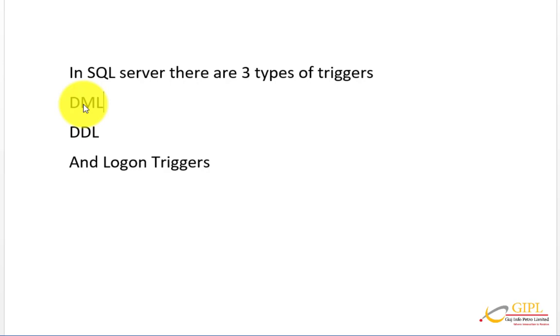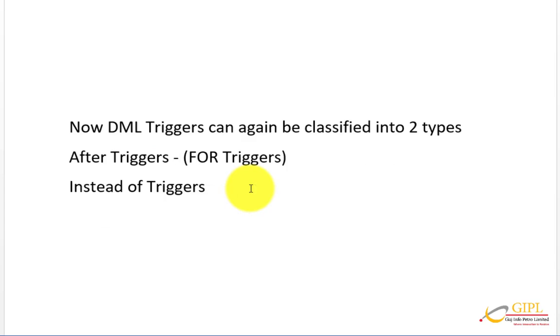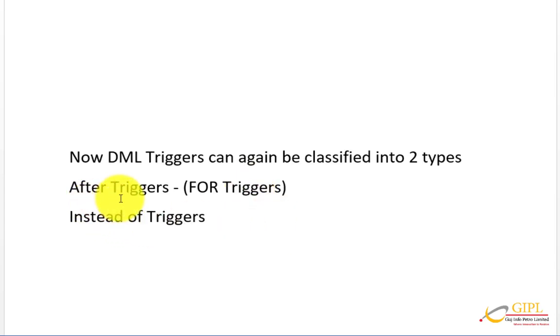DML stands for Data Manipulation Language. Insert, update, delete statements are examples of DMLs. They are DML statements because they modify the data that's present inside a table or a view. Now DML triggers fire automatically in response to a DML event. DML triggers can again be classified into two types: after triggers and instead of triggers.